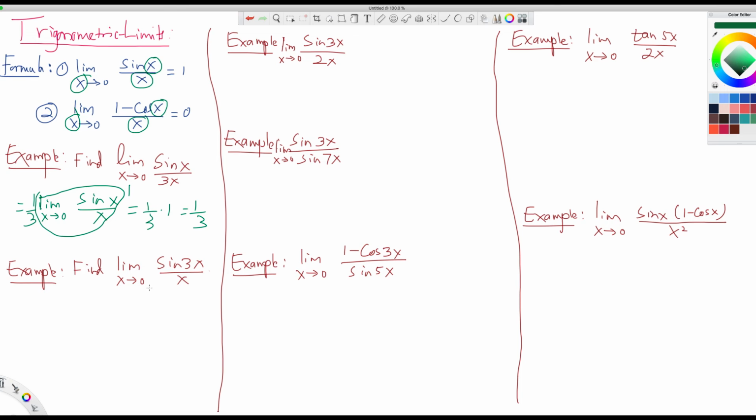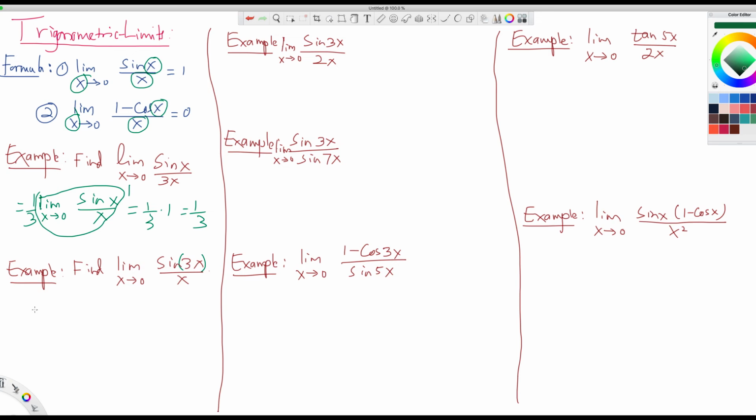Let us look at this example. Here there is sine 3x over x. Can we use the same technique? The answer is no. Why? Because you cannot pull this 3 from the sine. Why? Because that is sine, and then inside the angle there is 3x. You cannot pull that out.